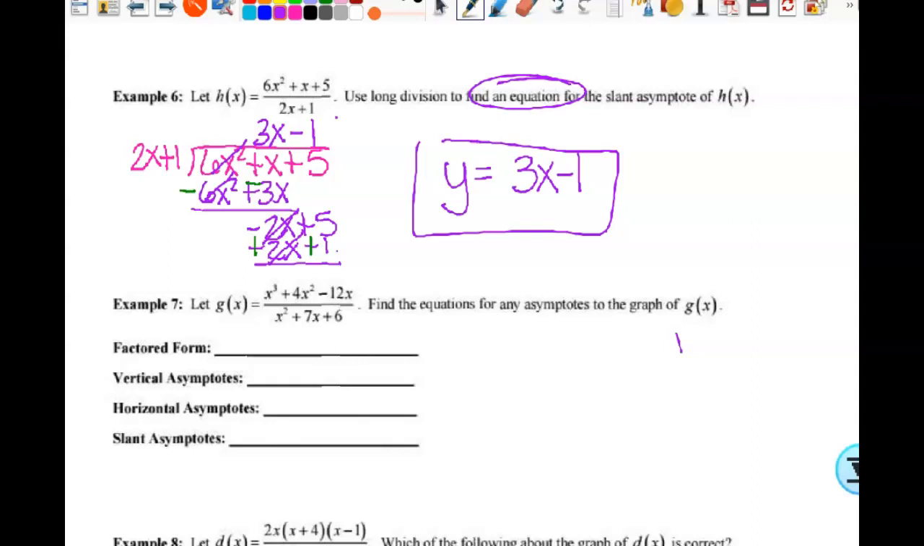Okay? We all good? Whew. We all good with that? Perfect. All right, so let's look at example 7 here.